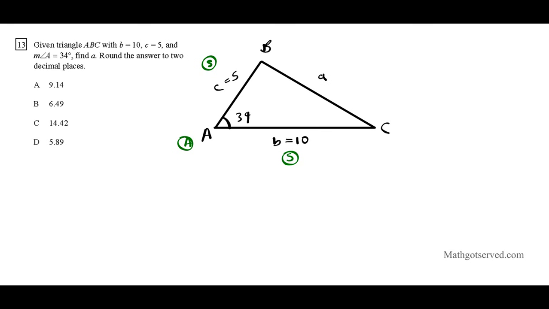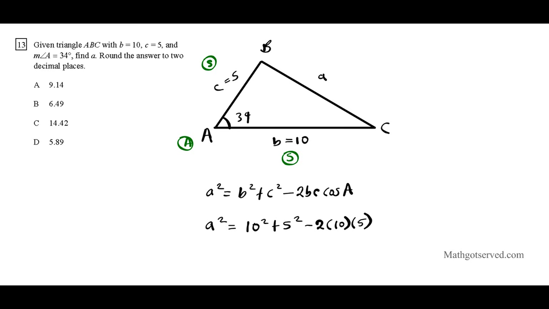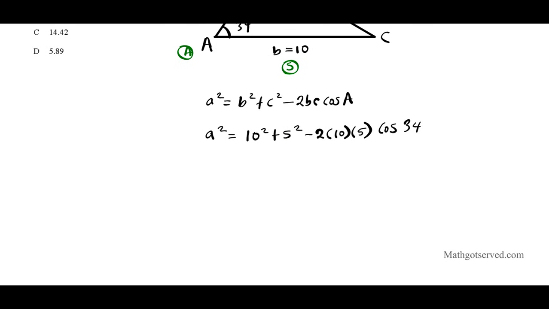The law of cosines we're going to select is the one that has big A. There's only one that has big A, and that is a squared equals b squared plus c squared minus 2bc cosine A. So let's substitute and isolate little a. We have a squared equals 10 squared plus 5 squared minus 2 times 10 times 5 cosine 34. Let's plug that into our calculator and have it do the heavy lifting.